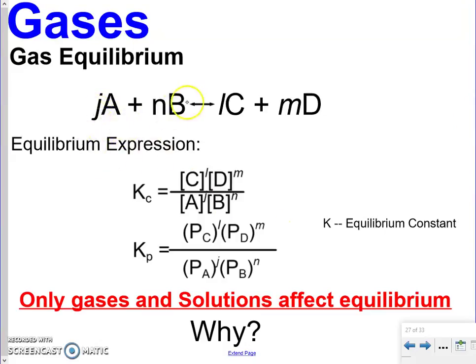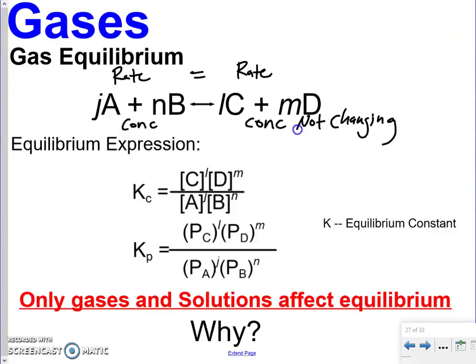Just as a reminder, equilibrium is when the rate of the forward reaction equals the rate of the reverse reaction. So reactants are reacting and creating products. Products are reacting and creating reactants. And at equilibrium, once it is reached, the concentrations or pressures, depending on how we want to think about it, will be constant. So concentrations look like they are not changing once equilibrium is reached. I'm just going to do NC here for not changing.